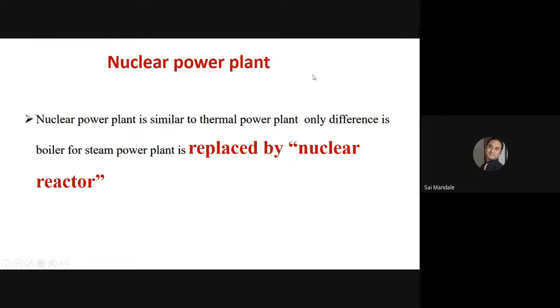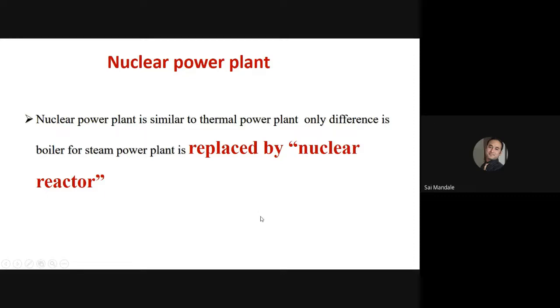See, the nuclear power plant is nothing but one type of thermal power plant. The difference is only that instead of the boiler of the steam power plant, we replace it with the nuclear reactor. The nuclear power plant and the thermal power plant are both the same. The only difference is that in the thermal power plant, we develop the steam through the boiler, whereas in the nuclear power plant, we use the nuclear reactor to develop the electricity.